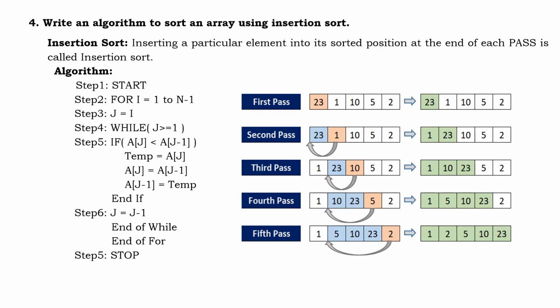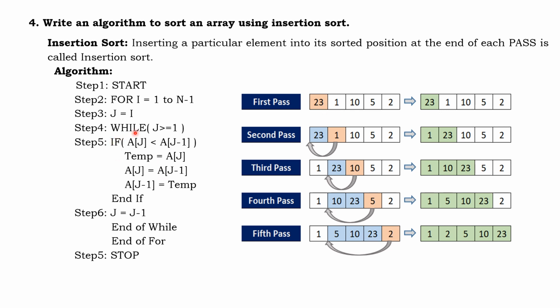The next question is insertion sort. Insertion sort: inserting a particular element into its sorted position at the end of each pass is called insertion sort. See here, first we are comparing with the sorted element. The lowest value will sit in its sorted position. So comparison begins with the first element with the 0th position element. If the element is less, then interchange.